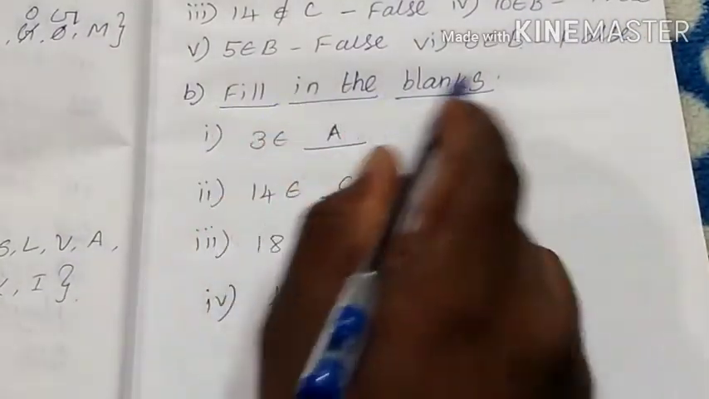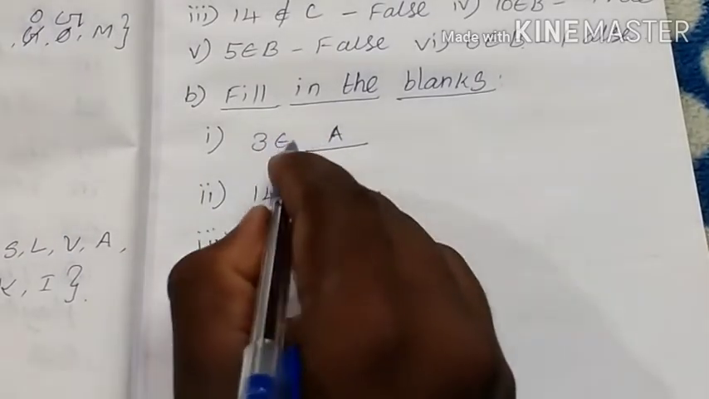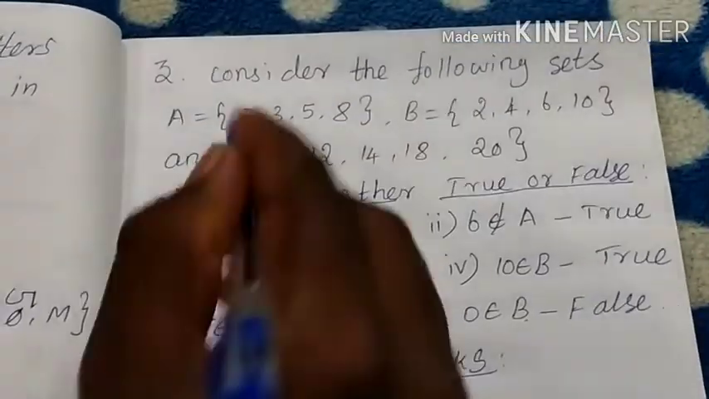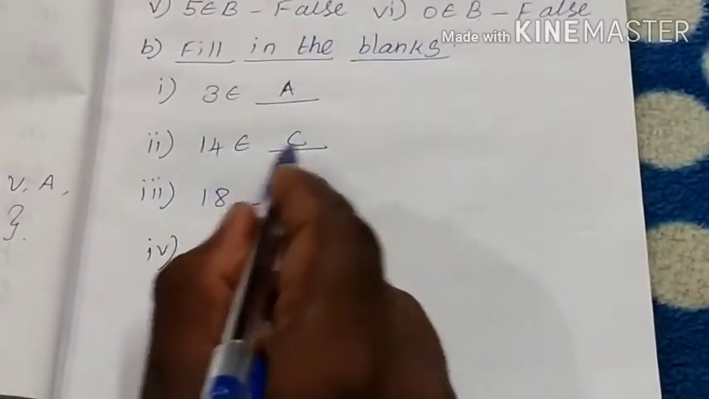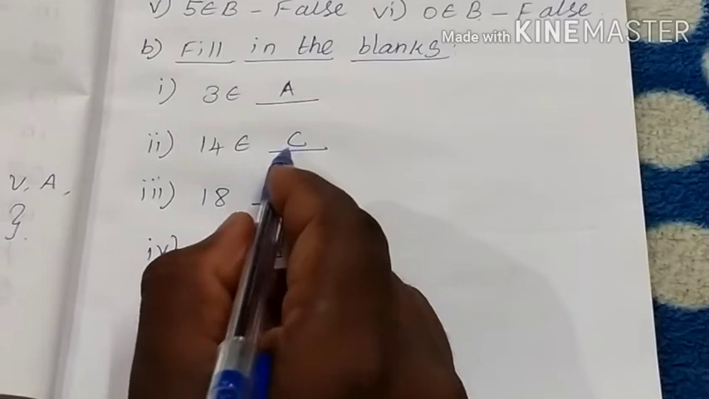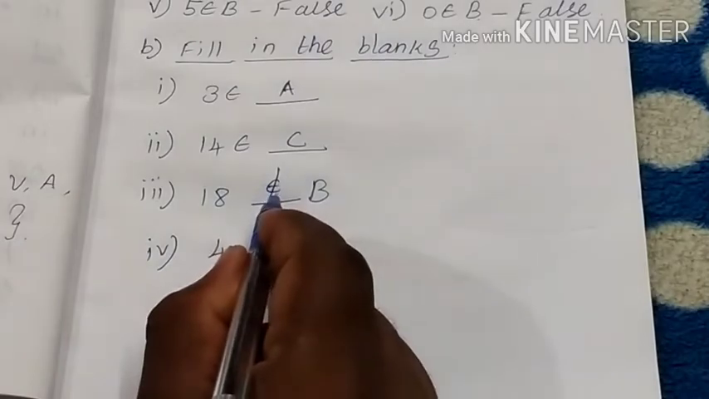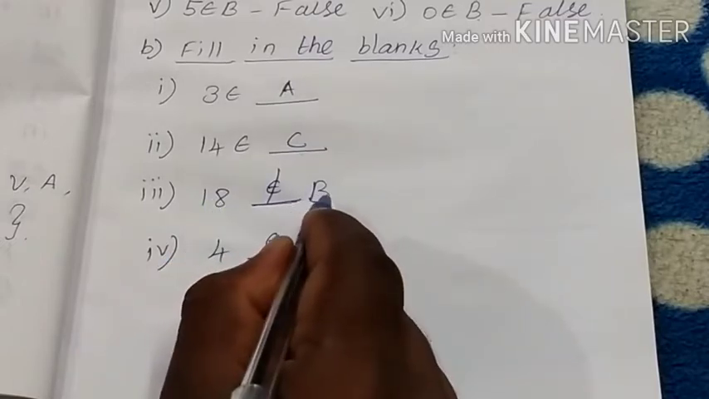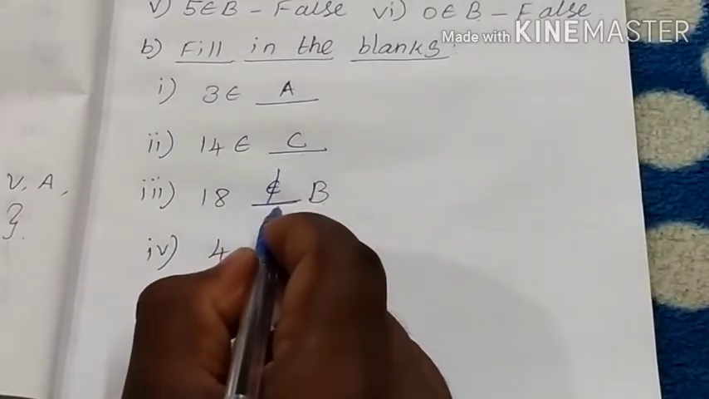The next question, fill in the blanks. The first one, 3 belongs to A. Refer to the set A. Yes, 3 belongs to A, so here you write A. Then 14 belongs to C. Yes, refer to your given set, 14 belongs to C. Then 18 does not belong to. Here a blank is given to fill up. So 18 and B: refer to the set B and mention the notation.